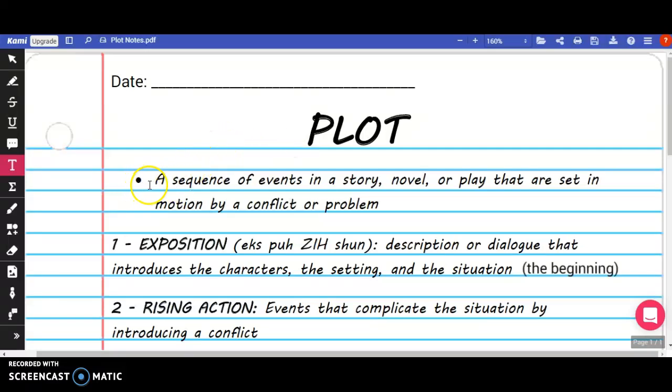The definition for plot is a sequence of events in a story, novel, or play that are set in motion by a conflict or a problem.